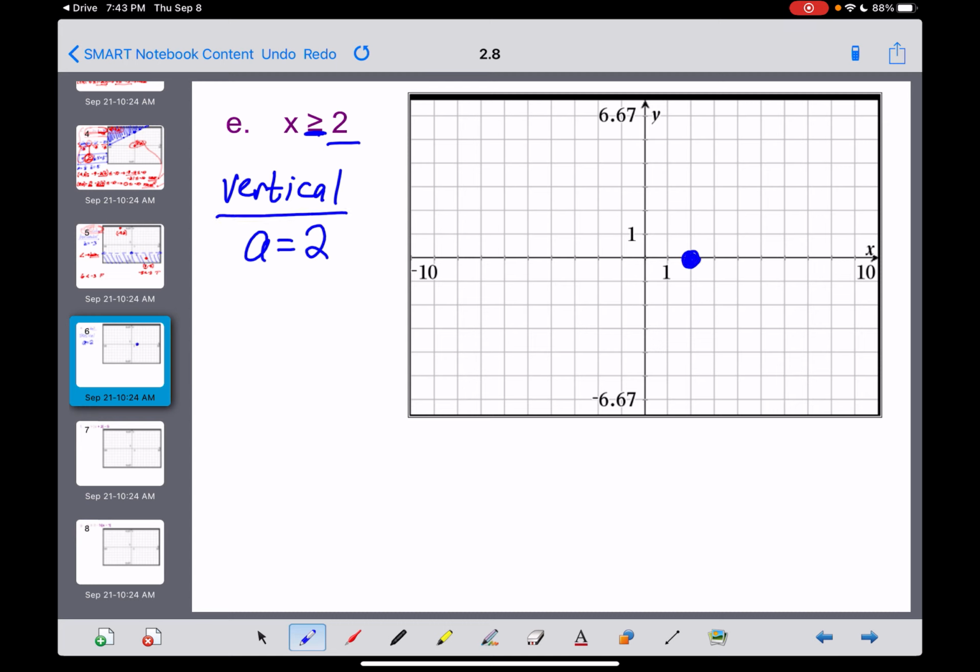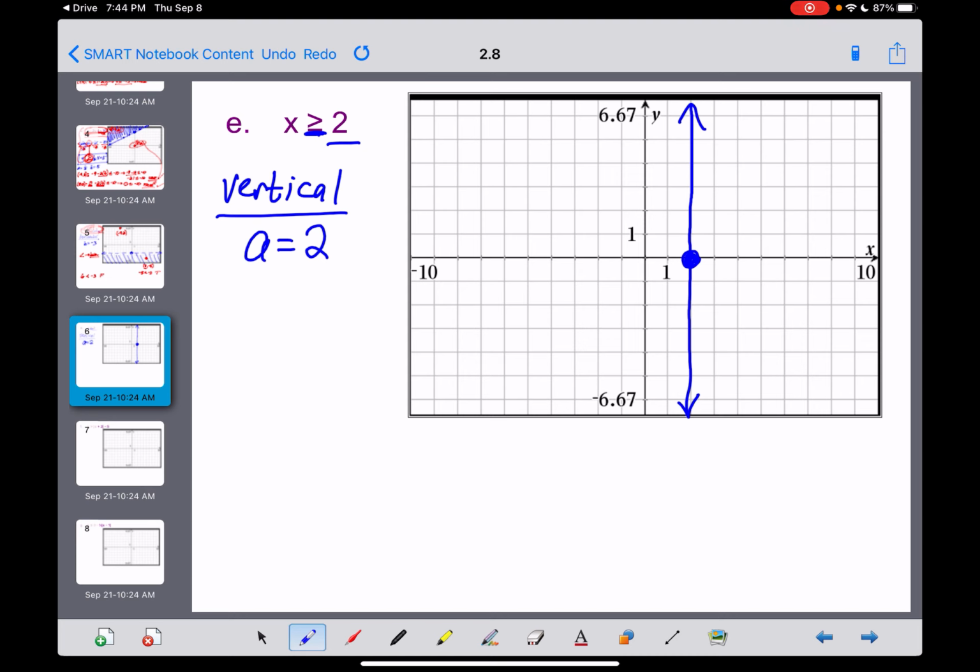Now, there's only one vertical line that passes through that x-intercept, and this one is going to be a solid line because, again, the same reasoning here, because it was greater than or equal to. So there's our line. Now, right now, we've just graphed x is equal to 2. We need to shade half of this.